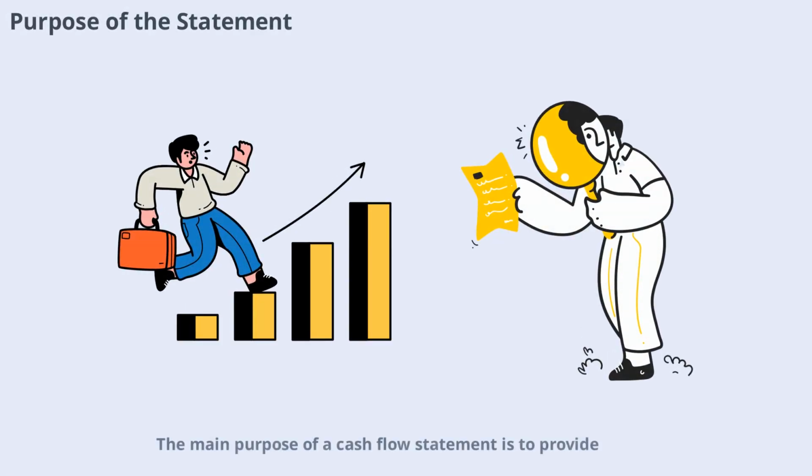The main purpose of a cash flow statement is to provide insight into a company's cash inflows and outflows over a specific period. This statement helps stakeholders assess how well the company generates cash to fund its operating expenses, pay debts, and support investments. By analyzing the cash flow statement, you can identify trends, spot potential cash shortages, and make informed decisions. It's an essential part of financial reporting, used by managers, investors, and creditors alike.